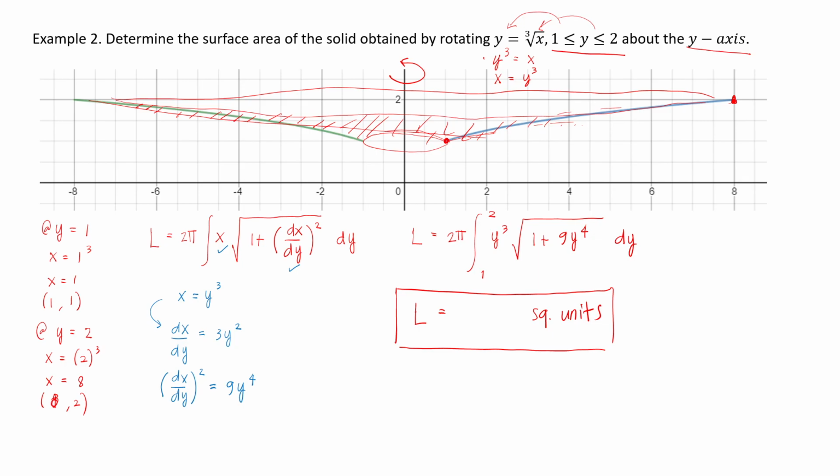One 199.48, sir. So it's 199.48 square units. And then this would be the solution.